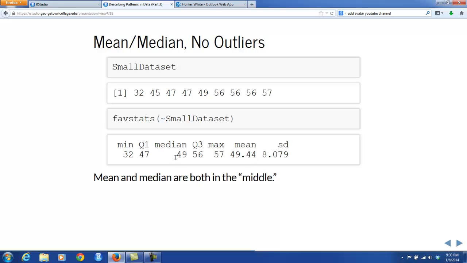Now the median's 49, and the mean is about the same, 49.4. So both of them are about here, and they both seem to be about in the middle of the data. And if I were forced to give one number that described the typical data value for this set of numbers, I might say something around 49. So one is indifferent to the choice between median and mean when there's no outliers like this.